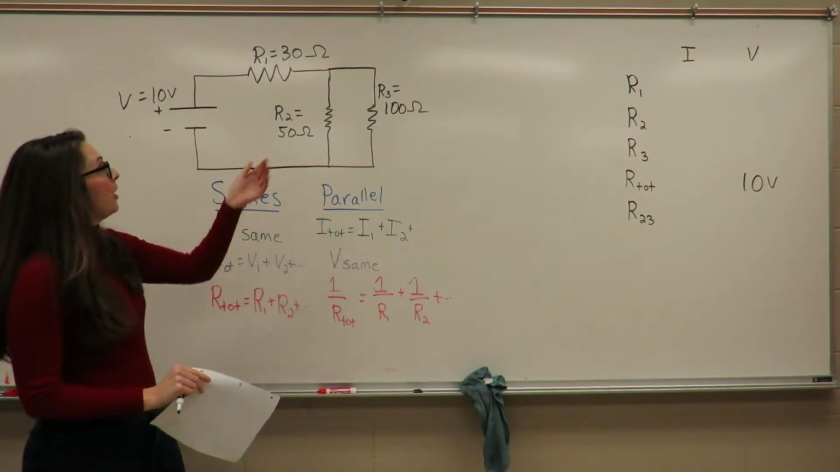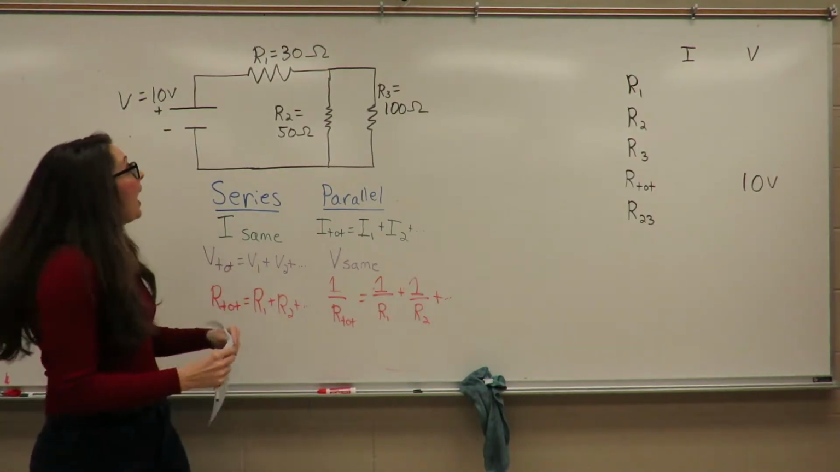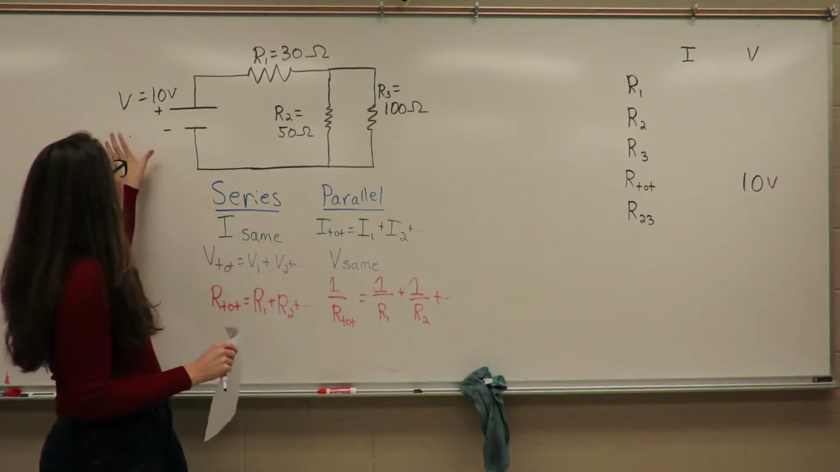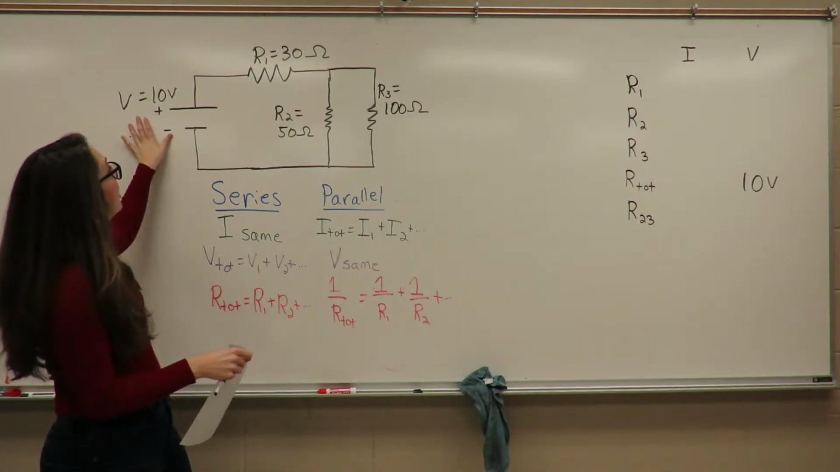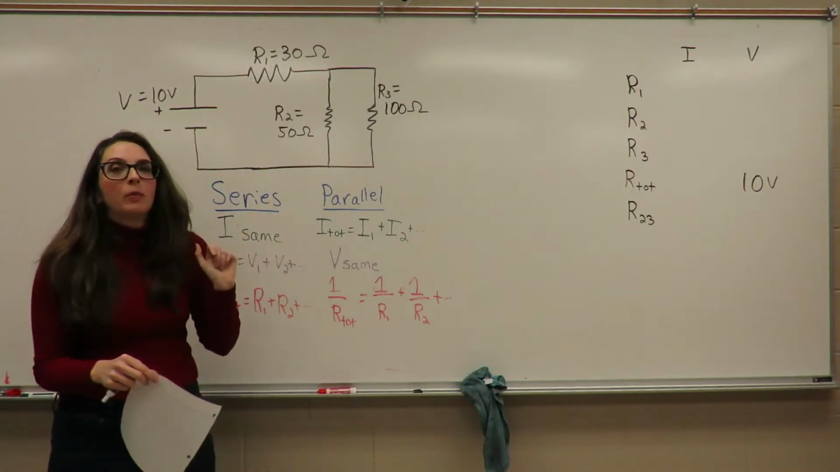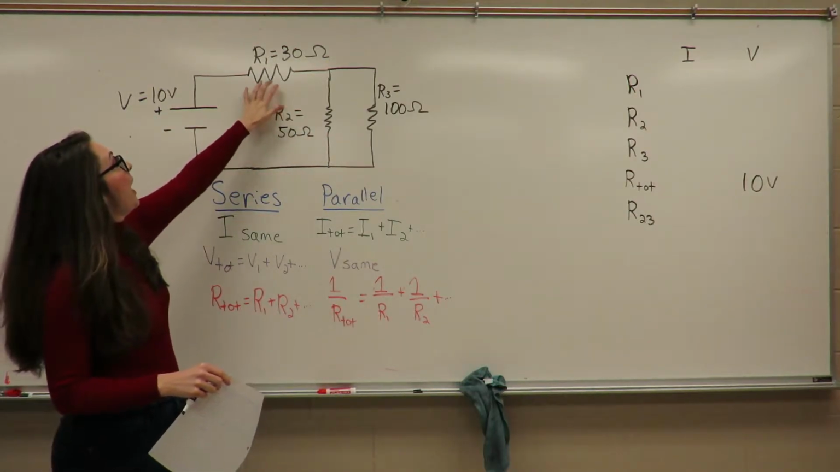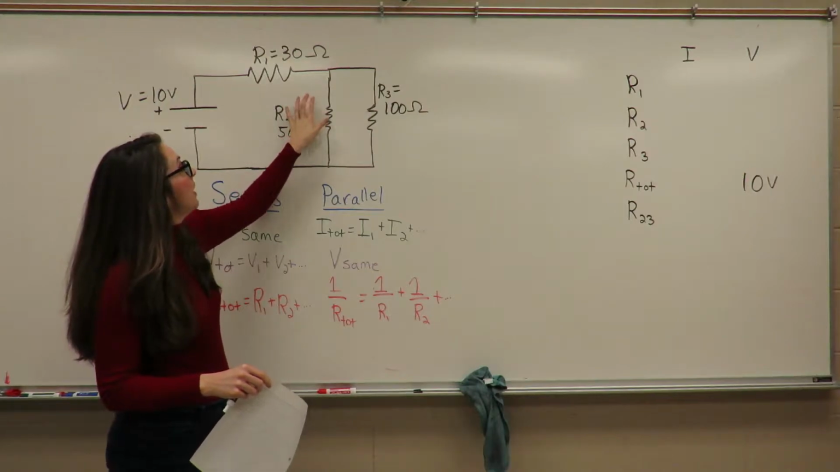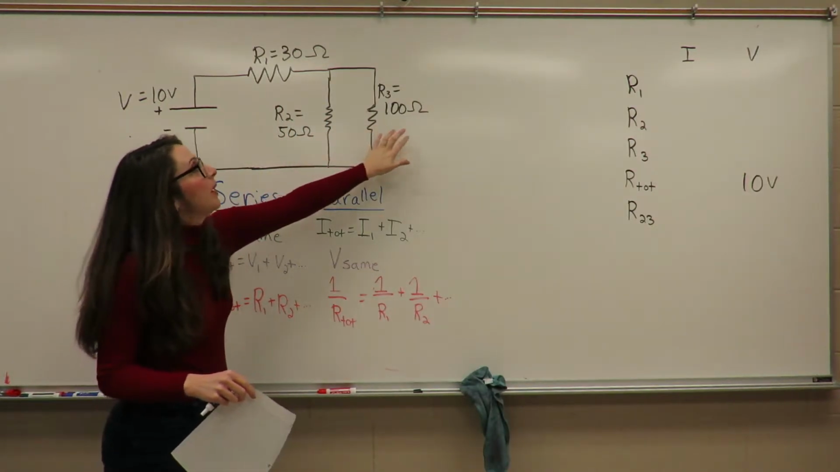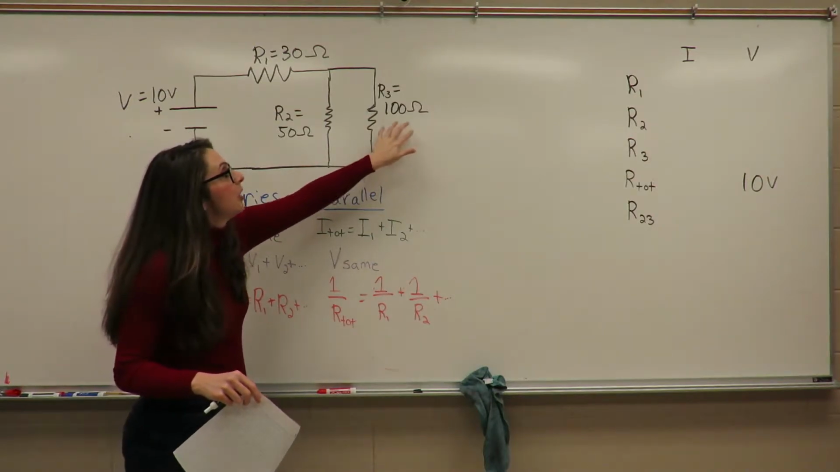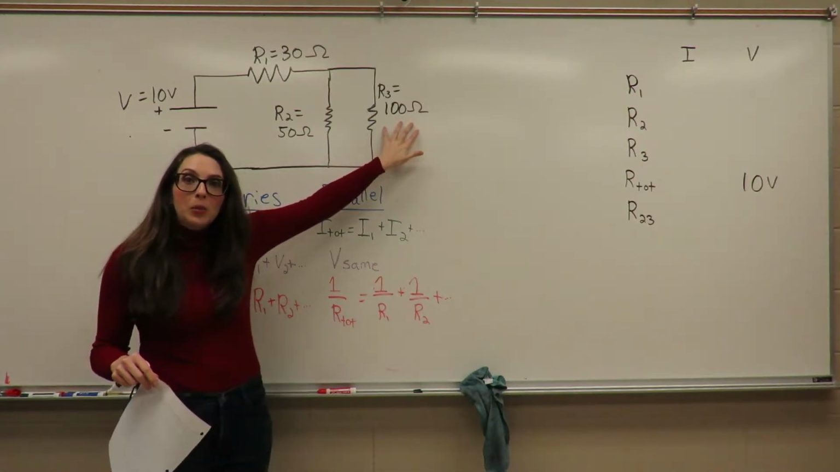I've got that circuit right behind me here. I have a circuit that's being supplied with 10 volts from a power source, and I have 3 resistors in my circuit. The first resistor has a resistance of 30 ohms, the second resistor has a resistance of 50 ohms, and it is in parallel with a third resistor of 100 ohms.